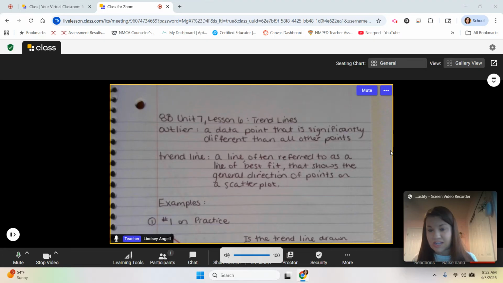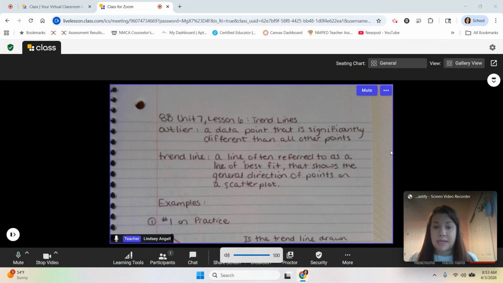So first off, let's talk about a couple definitions. There are definitely more definitions in your lesson, but these two I felt like were pretty important. First off, outlier. An outlier is a data point that is significantly different than all other points. It's like if all of them are in one area, but then all of a sudden there's one way off to the right or way higher than any of the others, that could be an outlier.